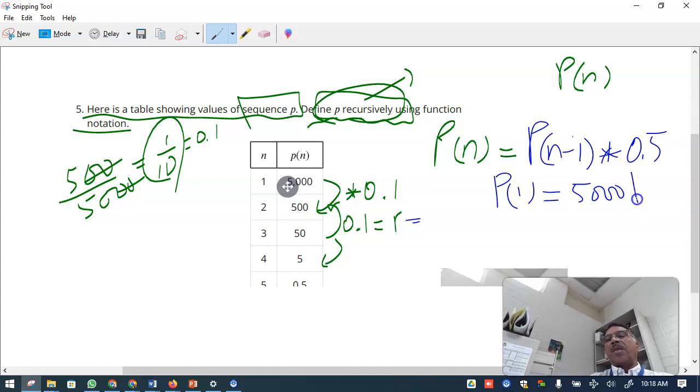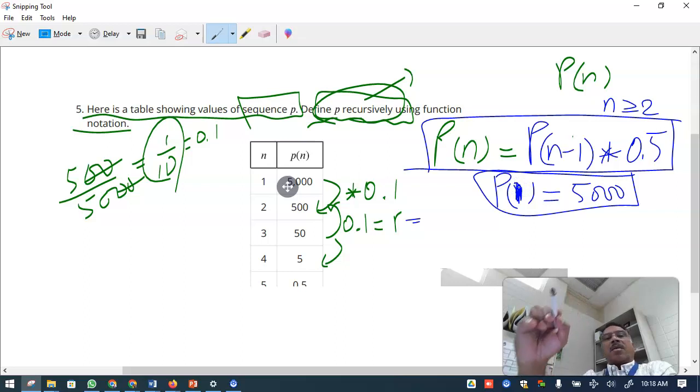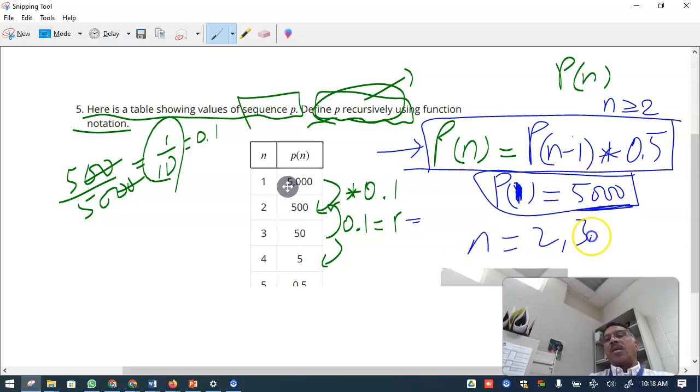So in the beginning P1 is 5,000, but at any n, this is good for n greater than or equal to 2, because you're already taking care of the first term, step number 1, which is already 5,000, and this is good for step number n equals 2, 3, 4. So let's go directly to the next question.